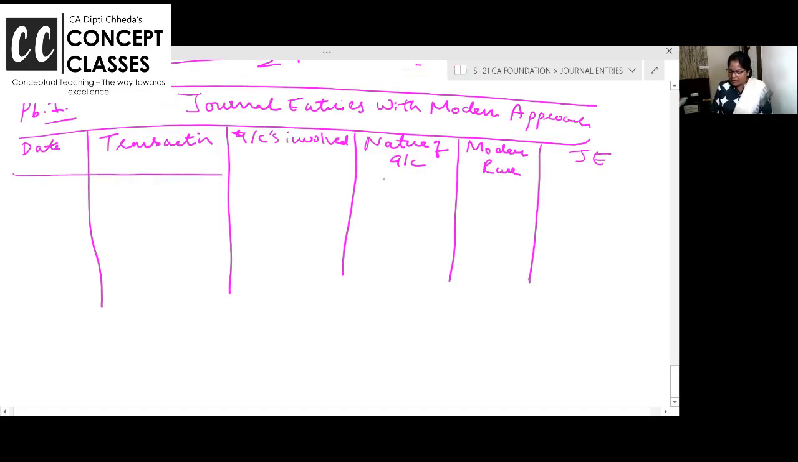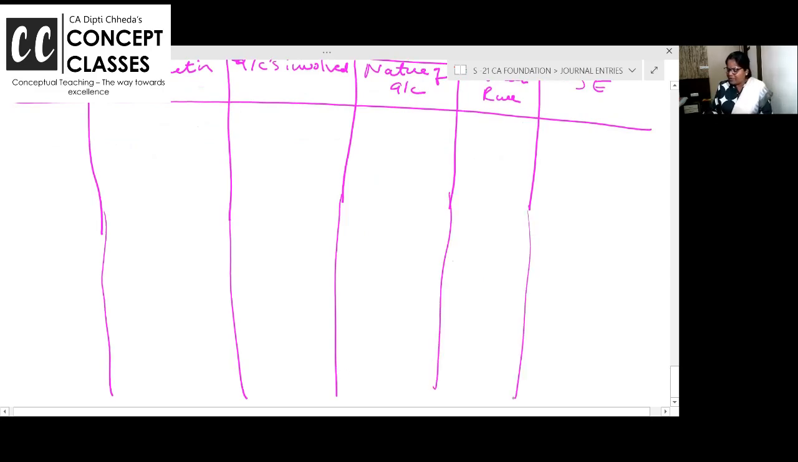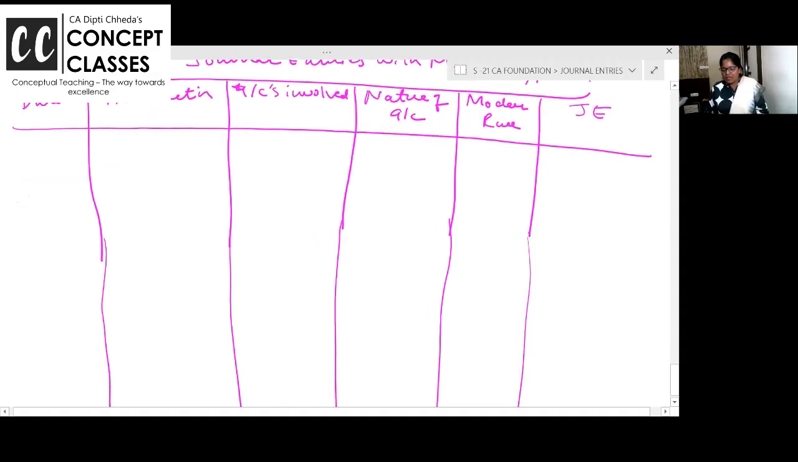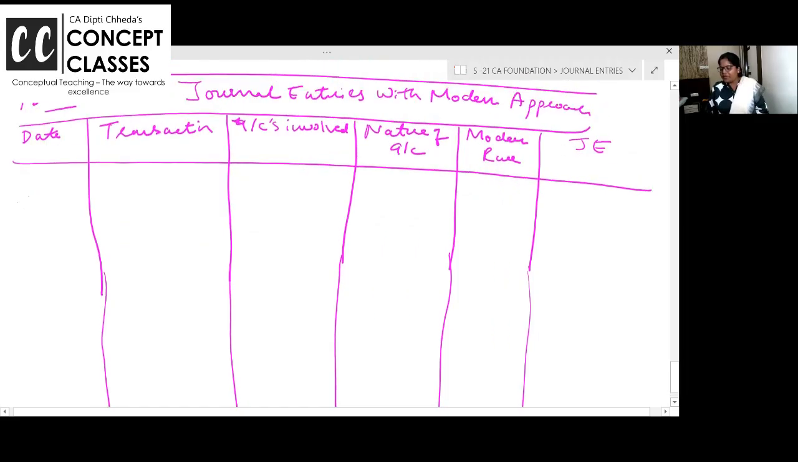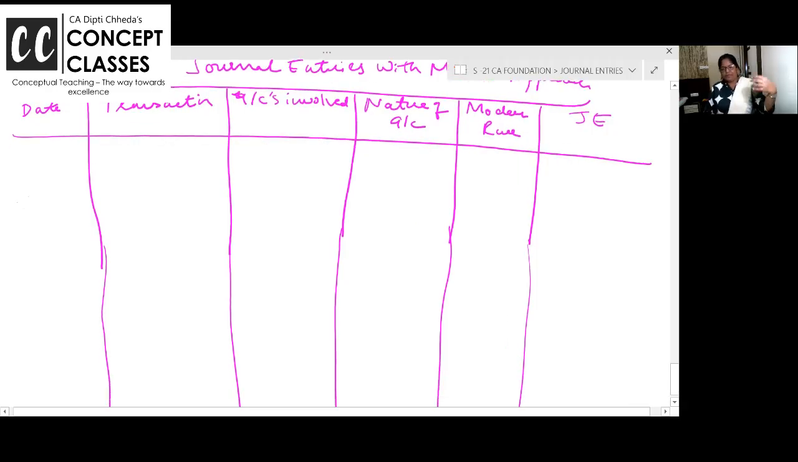Okay? I'm waiting. Full page, you all make this. 1, 2, 3, 4, 5, and 6. Date, transaction, accounts involved, nature of account, modern rule, and J.